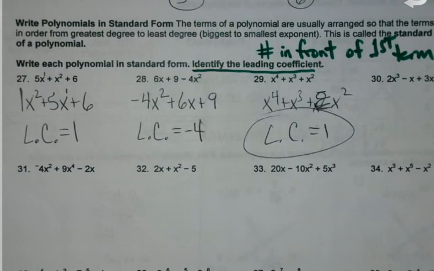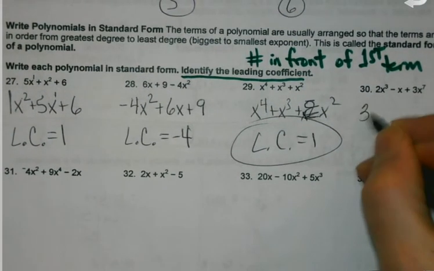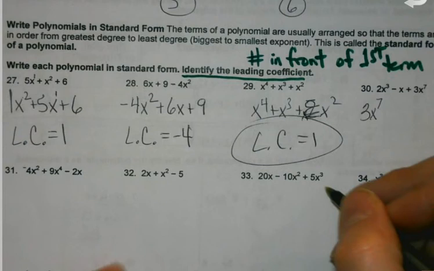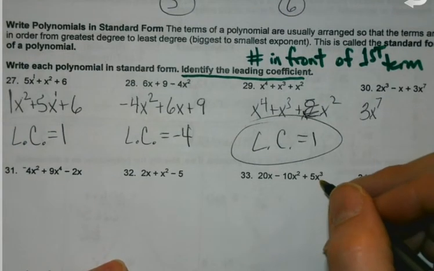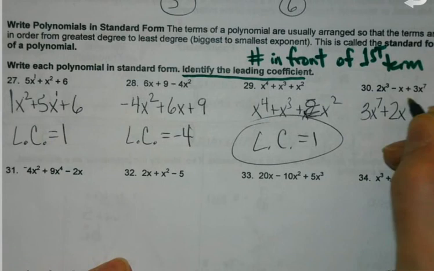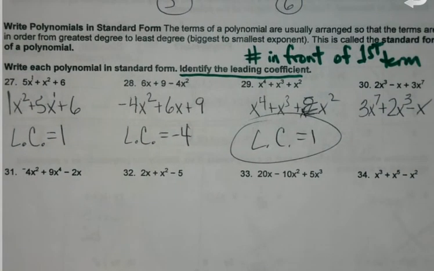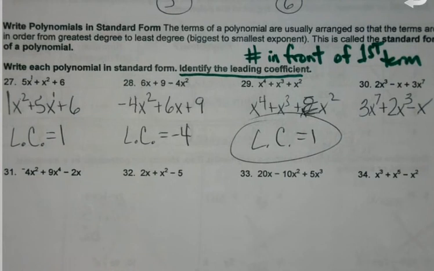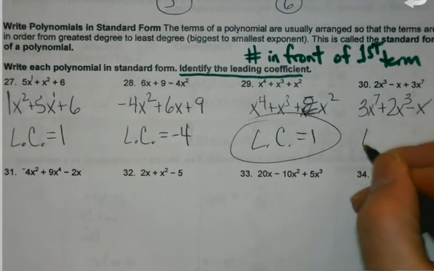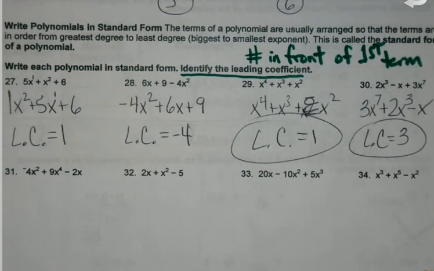Let's see, where's one that could be interesting? Like on 30, you put the 3 and the 7 and 3. Yep. On 30, we'd start with 3x to the 7th because that's the biggest degree. What would be next? The 2. Yeah. And if I don't see a number in front of that, we'll assume that's a plus. So biggest exponent to smallest. And again, my leading coefficient is just the number in front of my first term.